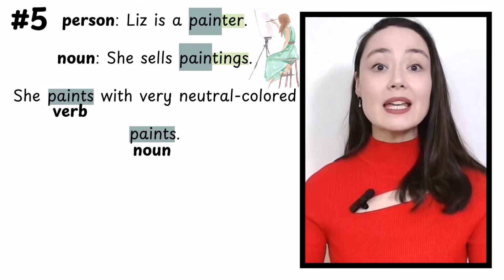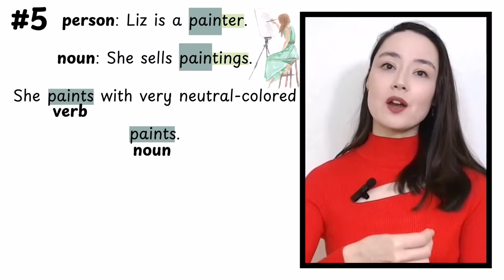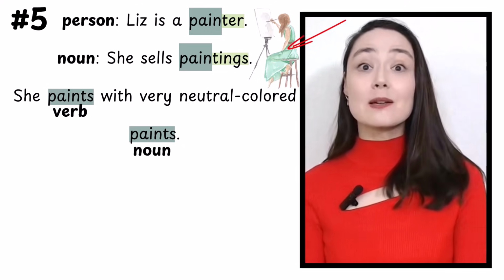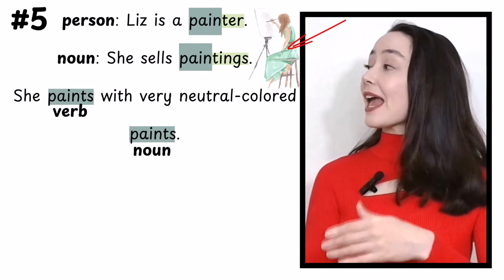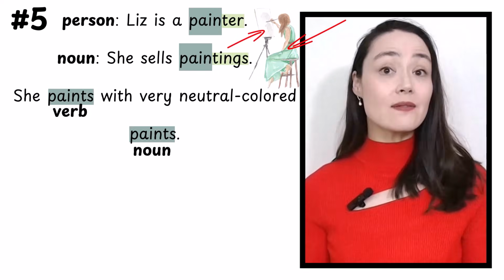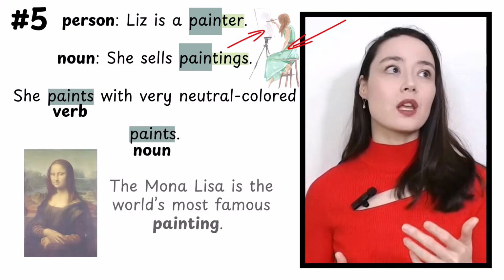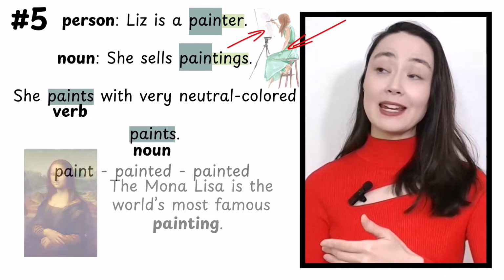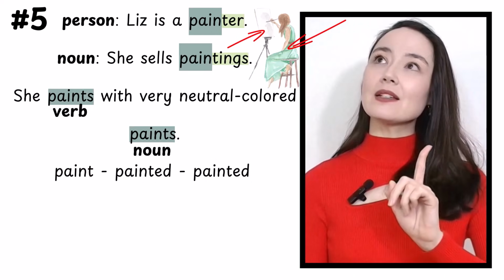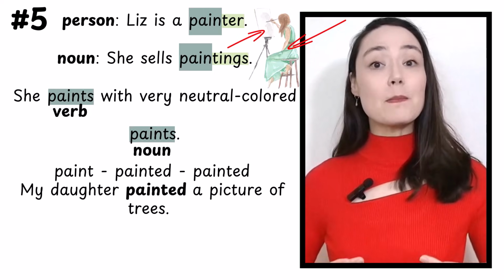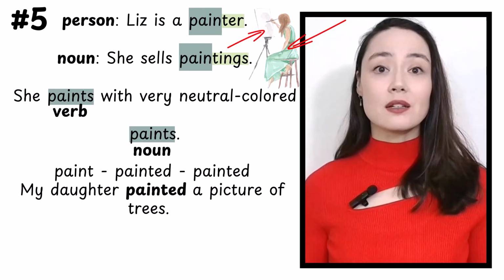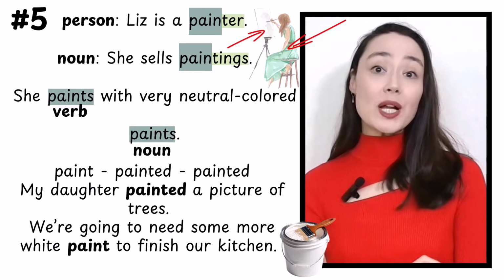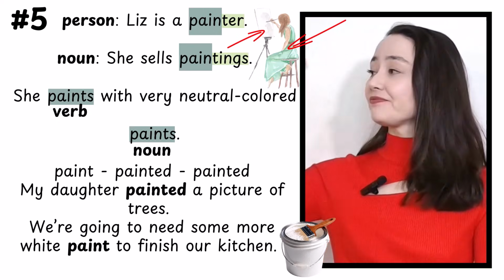Number 5, Liz is a painter. She sells paintings. She paints with very neutral colored paints. A painter is the person, the artist. A painting is a noun. It looks like a verb, but it's a noun. Like the Mona Lisa is the world's most famous painting. Paint is a regular verb. Paint, painted, painted. My daughter painted a picture of trees. And finally, the substance itself is also called paint. We're going to need some more white paint to finish our kitchen.